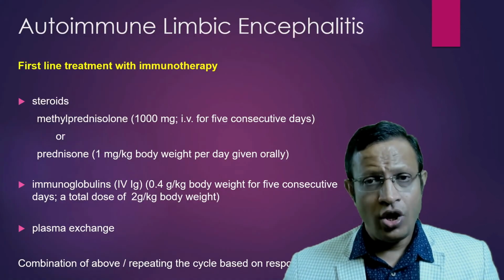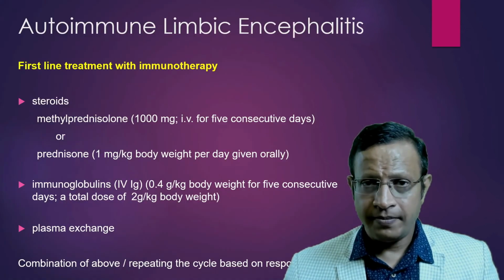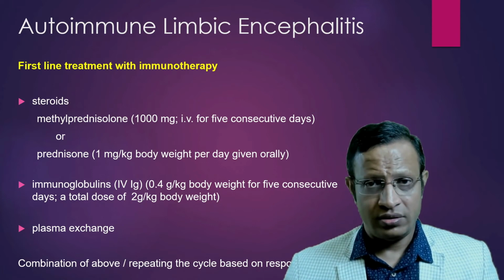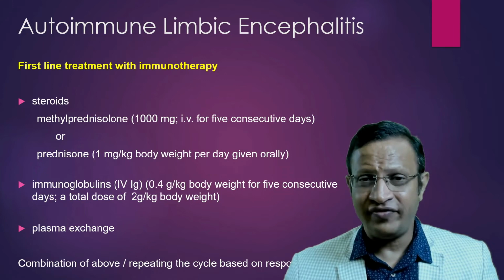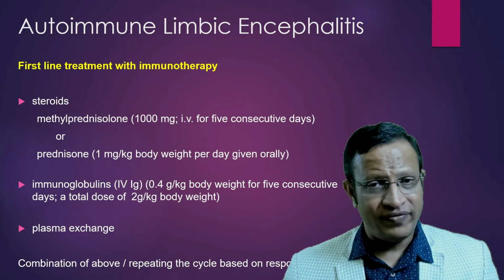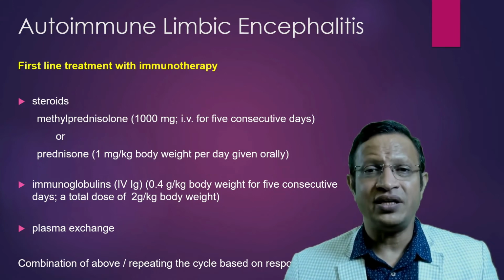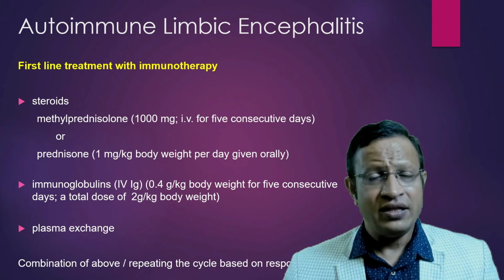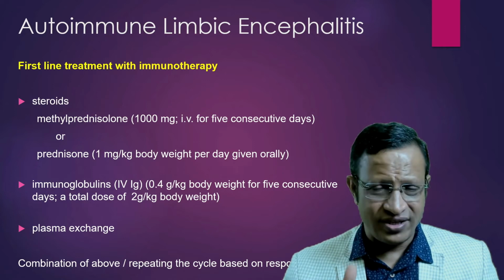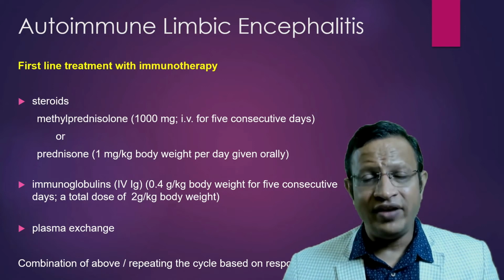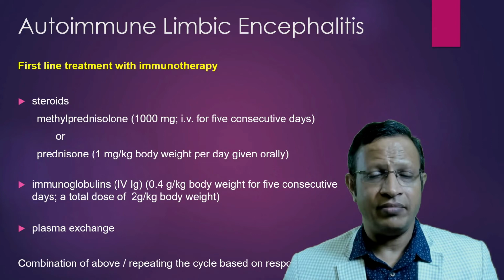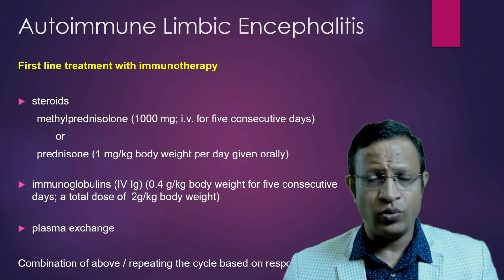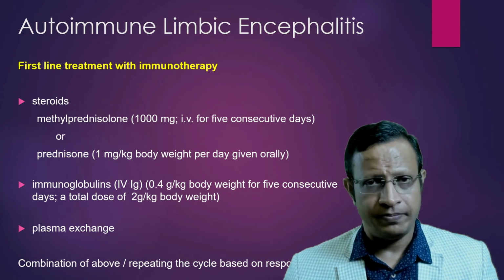As I mentioned, once the suspicion is there about limbic encephalitis, you have reasonably ruled out the other causes and the differential diagnosis. Once you have done that, you need to discuss with the patient and the family members before starting the first line of immunotherapy. The first line of immunotherapy is steroids. Either you give IV methylprednisolone, 100 mg IV for 5 consecutive days, or you may give oral prednisolone, that is 1 mg per kg body weight.